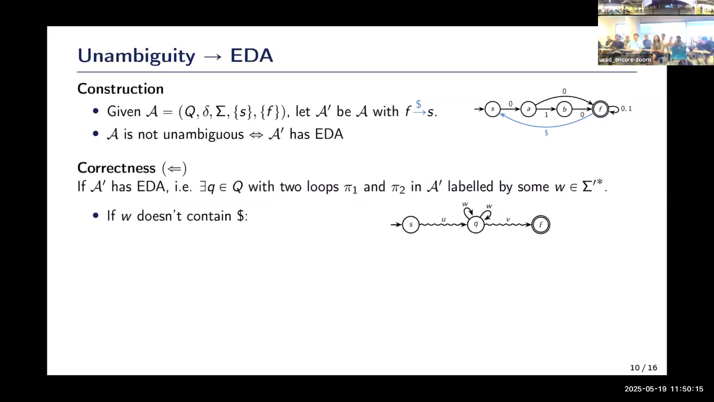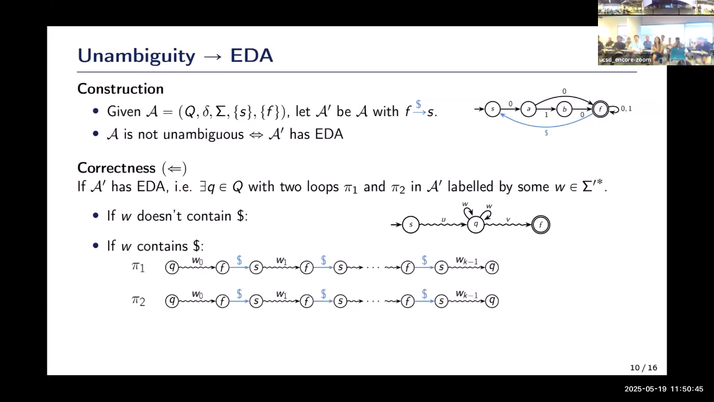So now assume this augmented automaton has the other property, meaning there's a state Q that has two distinct loops around it reading the same word W. Now there are two cases. Either the word doesn't contain the dollar sign, well then it's easy because then the structure was already present in the original automaton. But more simply, then UWV would have at least those two accepting runs. So you're not unambiguous. You have at least two accepting runs.